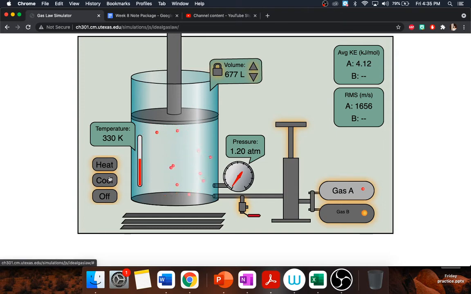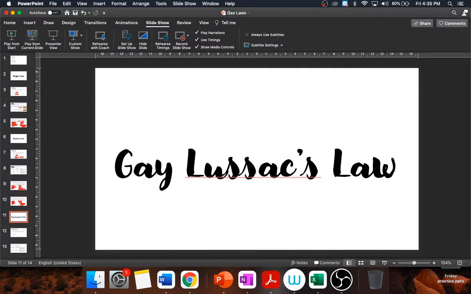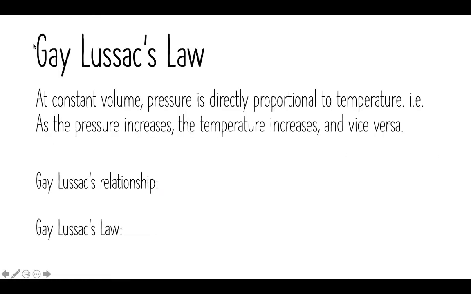Well, what if I decrease temperature? When I decrease temperature, pressure seems to decrease as well. So this can be summarized by Gay-Lussac's law. So pressure and temperature are directly proportional. Again, I can express this by writing this. Pressure is directly proportional to temperature.